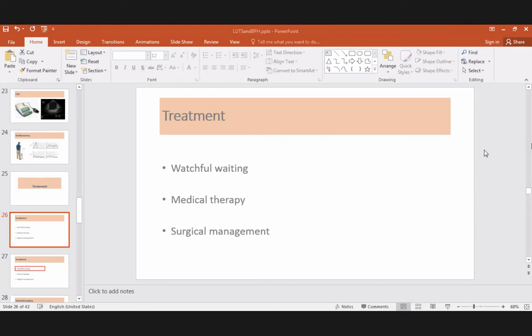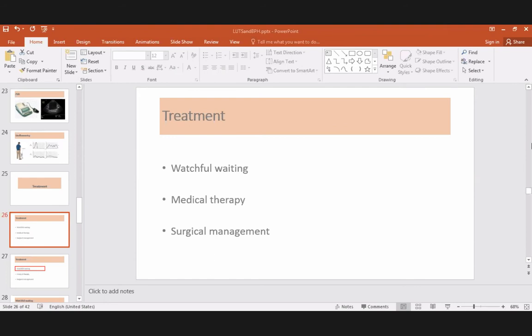International Prostate Symptom Score. Our symptom scoring. Do you remember we discussed IPSS scoring yesterday? From 0 to 35. From 0 to 7, it's mild. From 8 to 19, it's moderate. Over 20, it's severe.